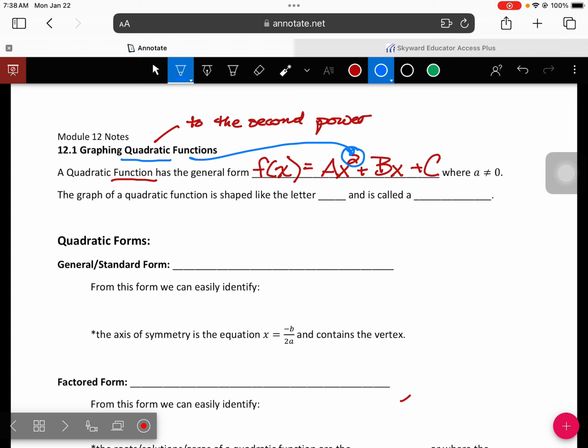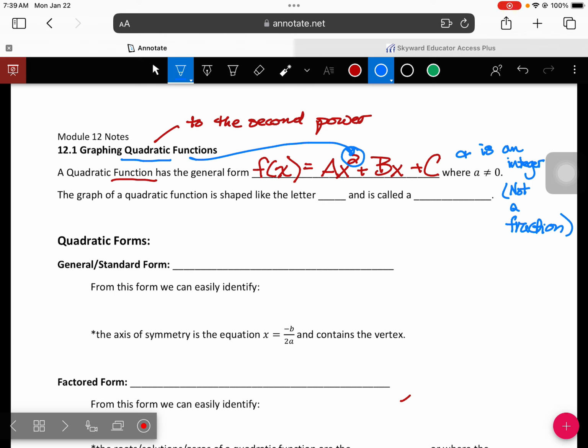Ax squared plus bx plus c, where a does not equal 0, and a is an integer. So it can't be a fraction. Okay, not a fraction. We want it to be an integer, a positive or a negative number, but it can't be 0. All right?